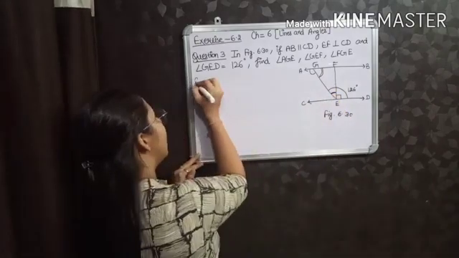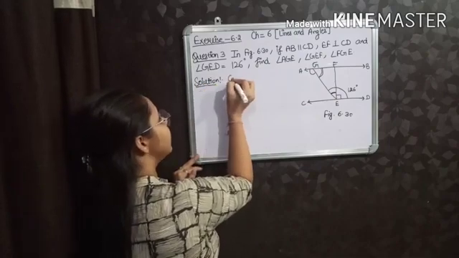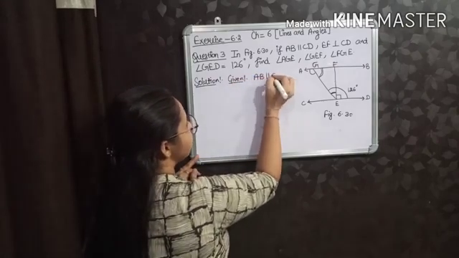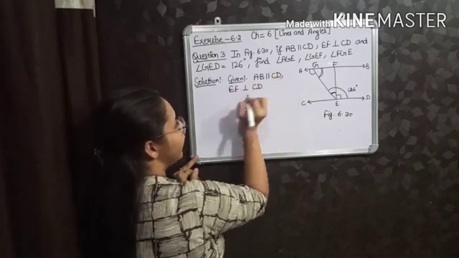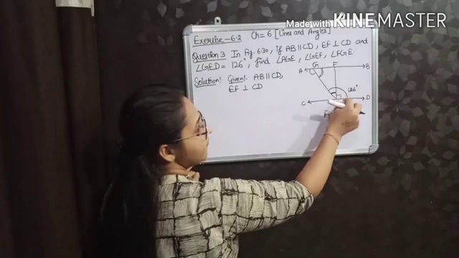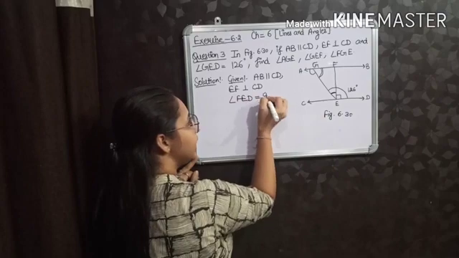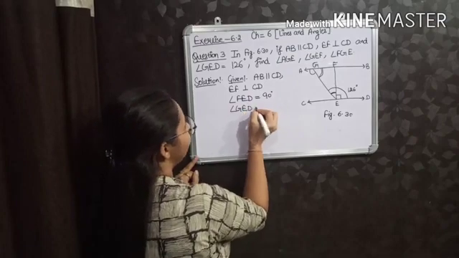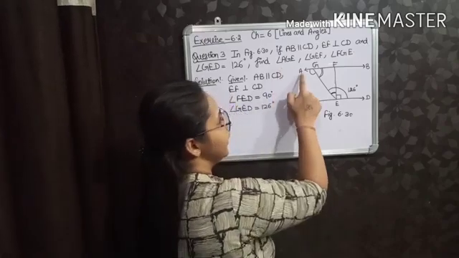Now, first of all, how will we proceed? Solution is, first we will write given. Given is AB is parallel to CD and EF is perpendicular on CD. Okay, it means if EF is perpendicular on CD, then you can write angle FED. This is 90 degree. And angle GED. It is given to be 126 degree. Now, we have to find angle AGE.